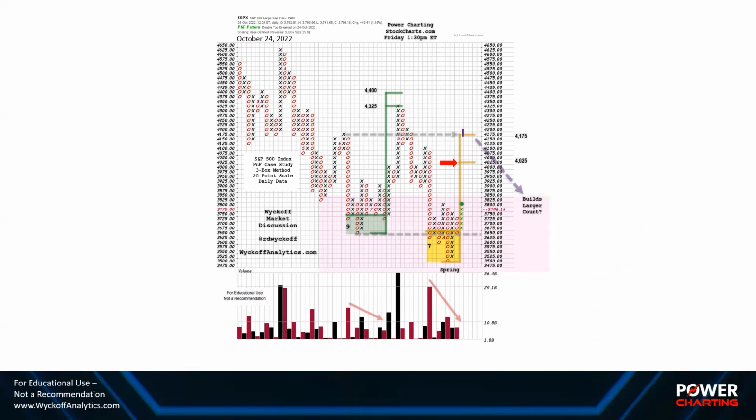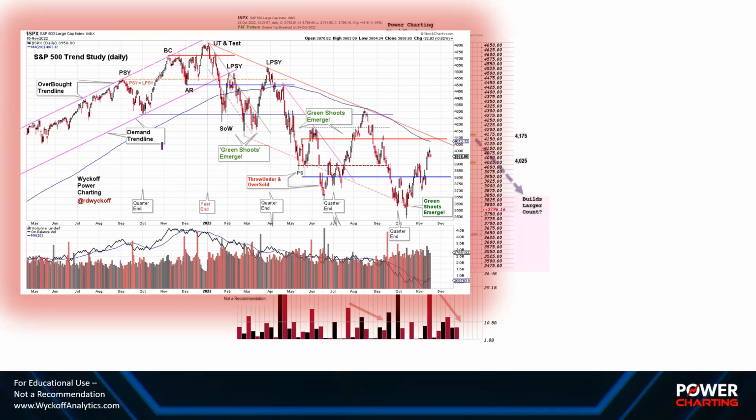And I've made the case in the past that we could be building a larger count objective for a bigger move. Well, let's update the look of these charts. And here is, now, there's a lot on this chart. This is my working chart for the S&P 500, which I've cleaned up.